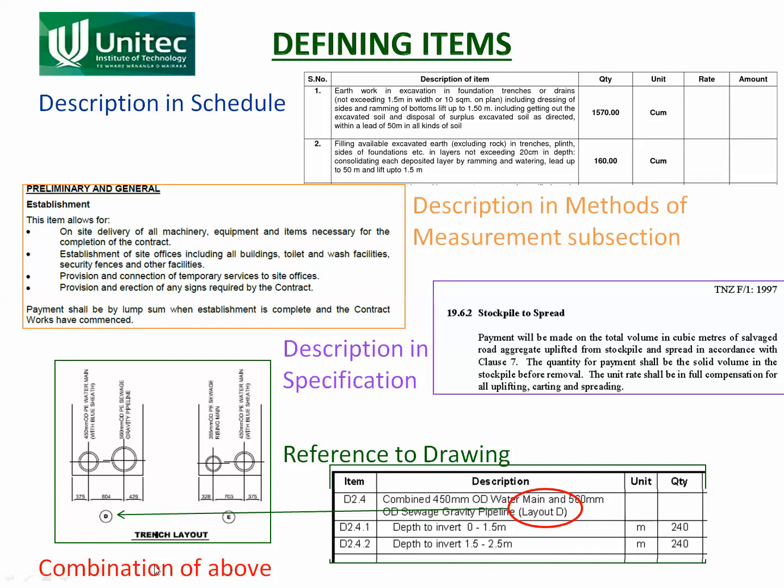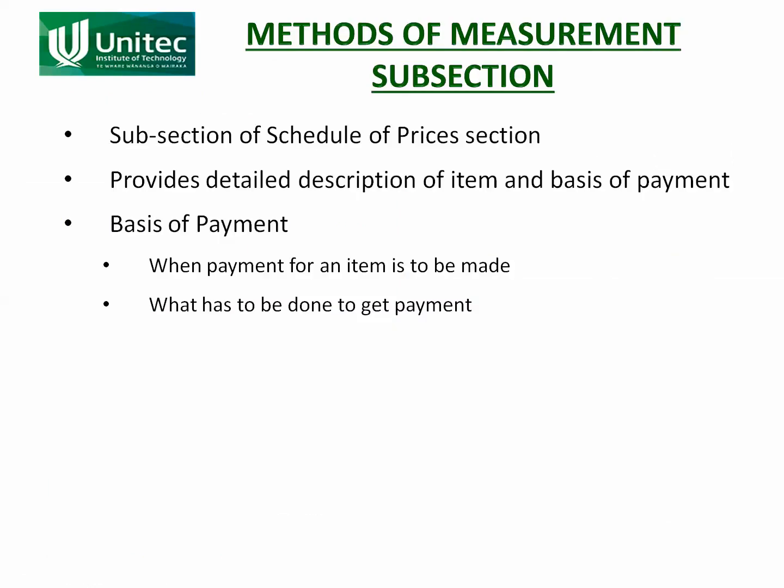And so Jackman Avenue has a combination of references to the drawing and a methods of measurement subsection. Some projects just have everything in the schedule, some just in the specification. So the methods of measurement subsection, I'll look at that because that's the most common way of doing things.